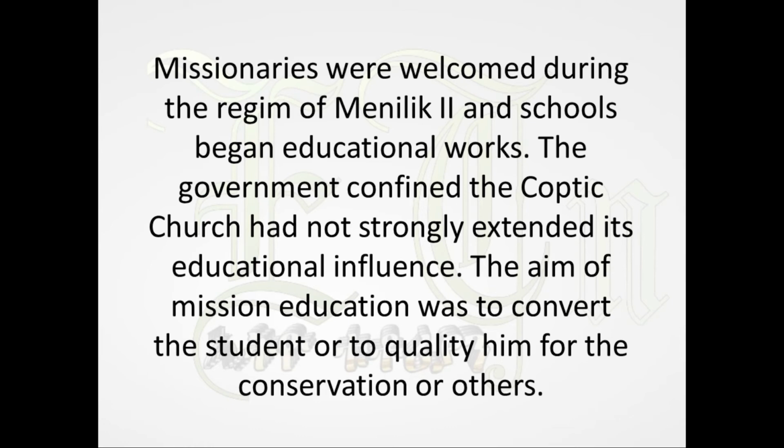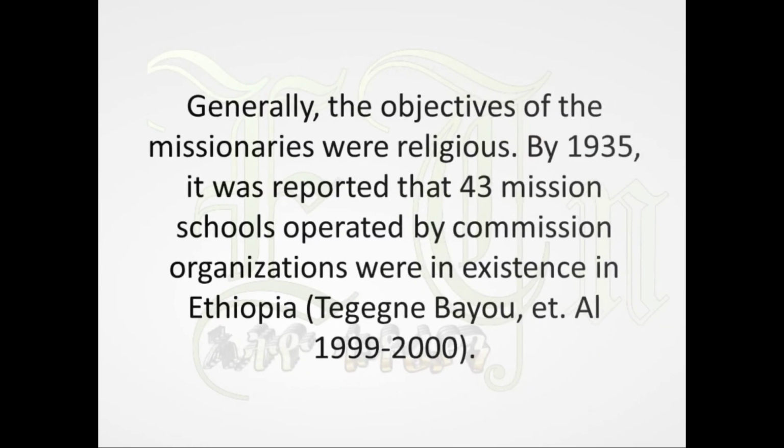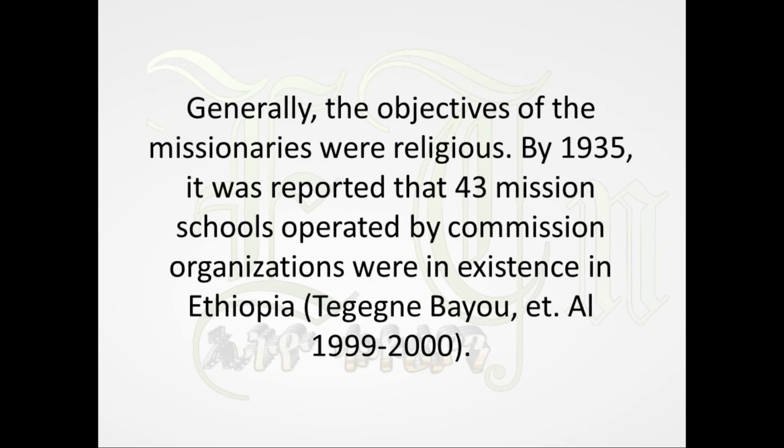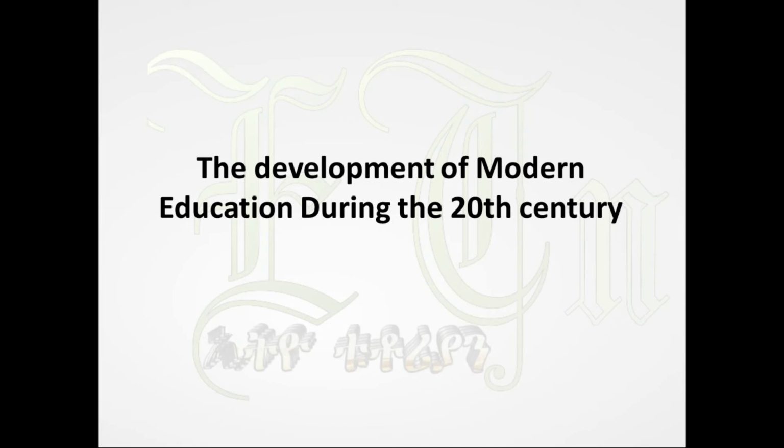The government, the Coptic Church, had not strongly extended its educational influence. The aim of mission education was to convert the student or to qualify him for the conversion of others. Generally, the objectives of the missionaries were religious. By 1935, it was reported that 43 mission schools operated by mission organizations were in existence in Ethiopia, according to Tuqen et al., 1999–2000.